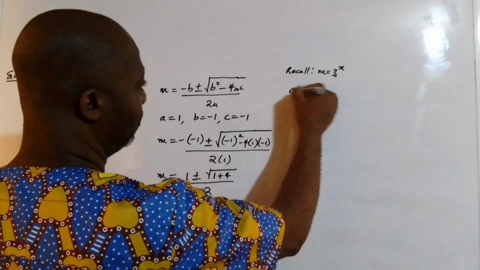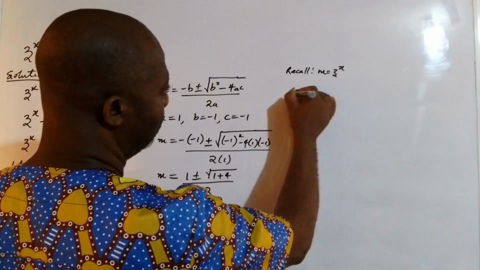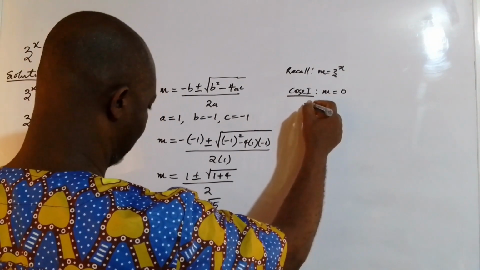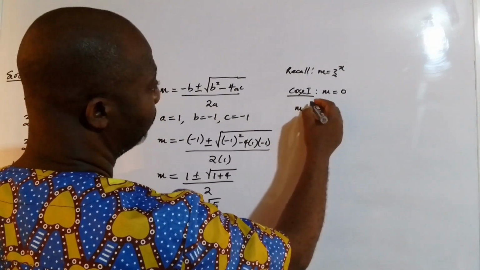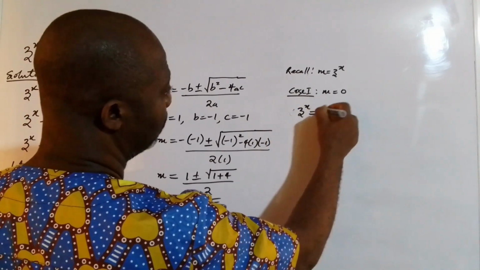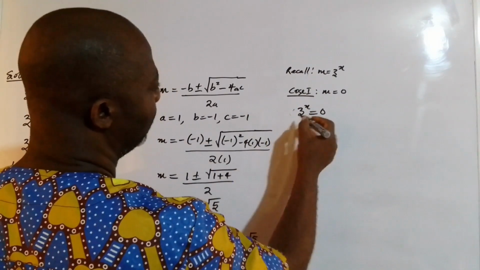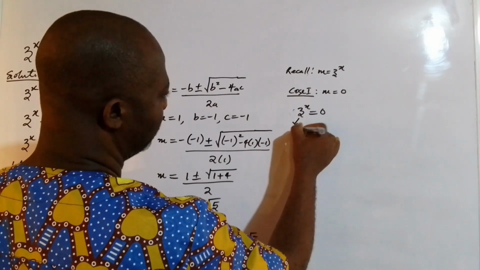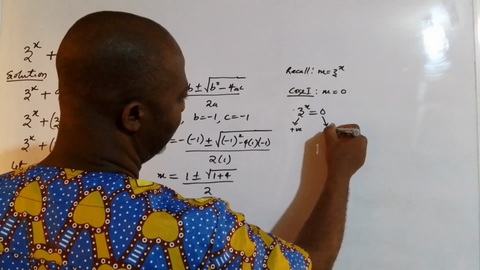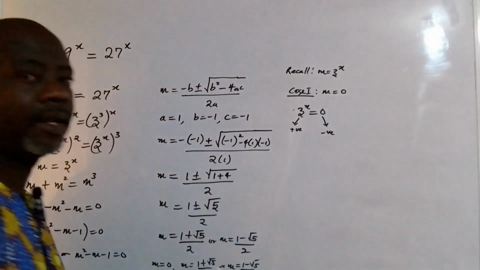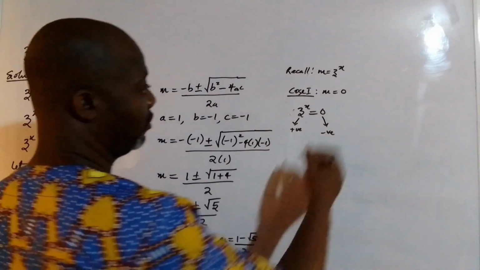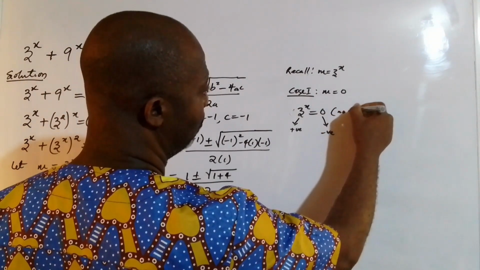So for case 1, m equal to 0, and therefore it means that 3 to the power of x equal to 0. And we know that the left hand side is actually a positive value, but on the right we have zero. So there's no way a positive value can equate to zero. So here we say no solution.